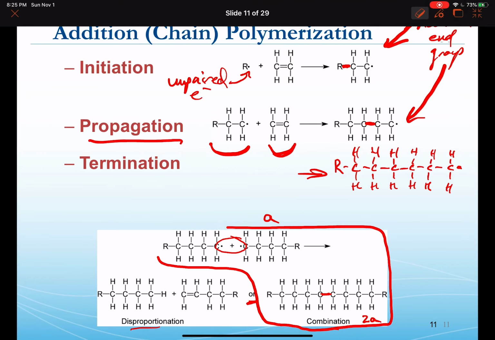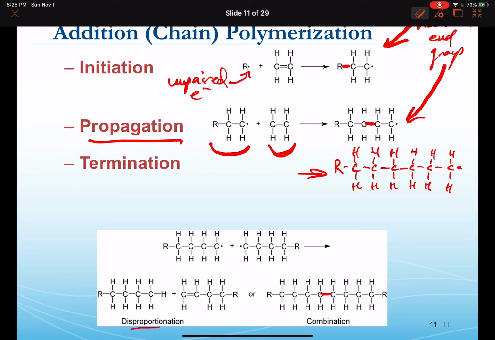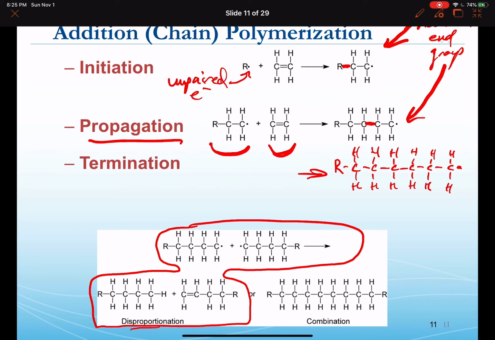Disproportionation is the more difficult termination reaction to understand. The main idea is hinted at in its name. There will be a disproportionate set of products here that occur from the disproportionation reaction. Okay, so we will see that the disproportionation reaction leads to two products where one has lost a hydrogen. We show that here. And the other polymer has abstracted that hydrogen to gain it, and that is now shown here.